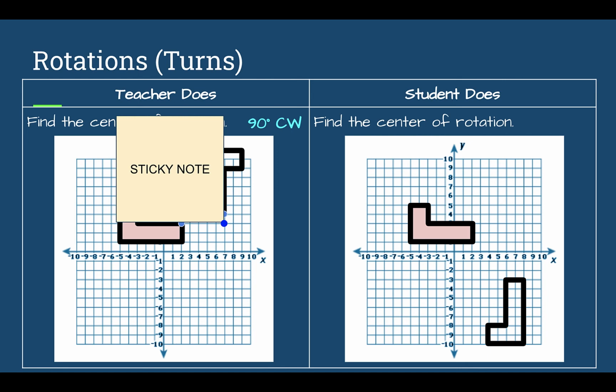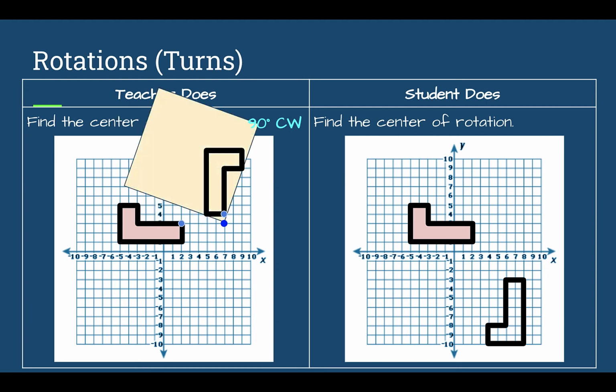But remember, every point has to go through that center and also be 90 degrees. If I were to rotate that sticky note to keep it at 90 degrees, notice it would go through the corner of our image, but it doesn't go through that same corner of our pre-image. So the point that I guessed at 7, 3, that is not the correct center of rotation, because when I turned my sticky note, it didn't go through the 2 points again. So let's choose a new point.